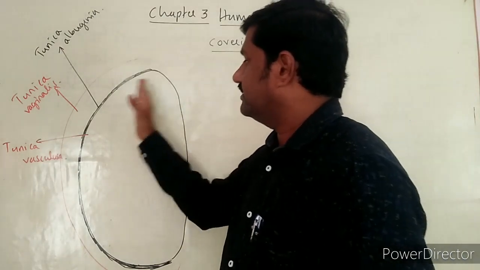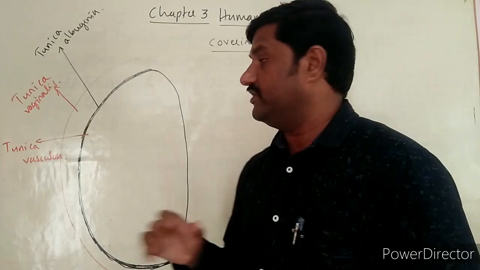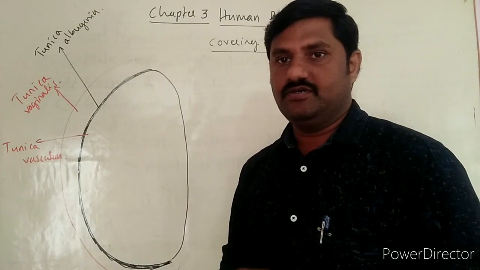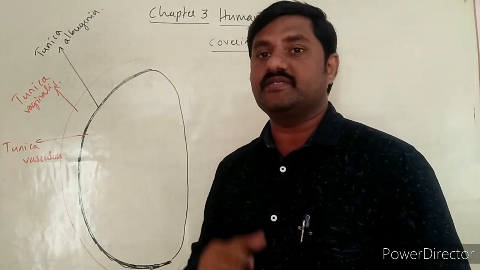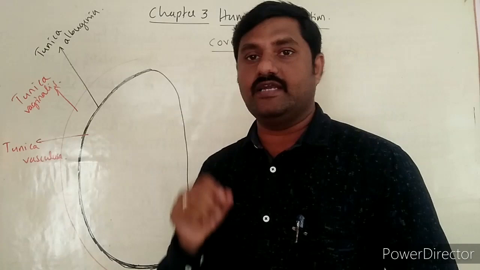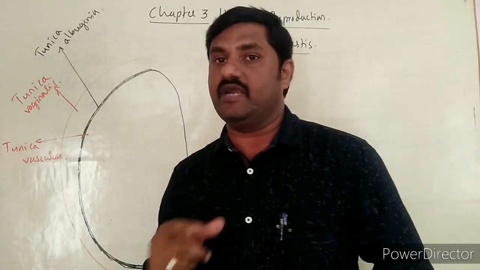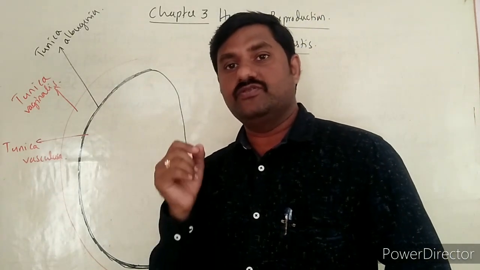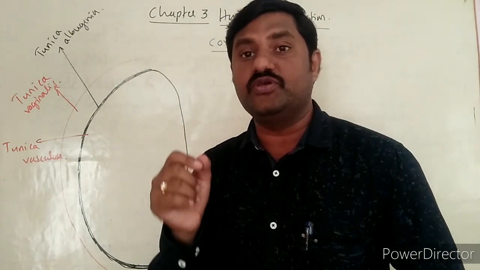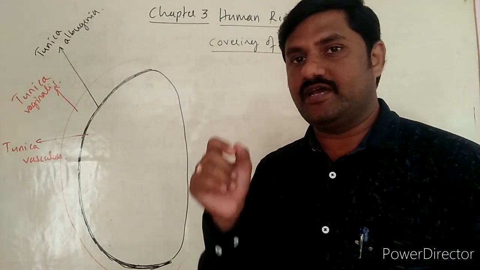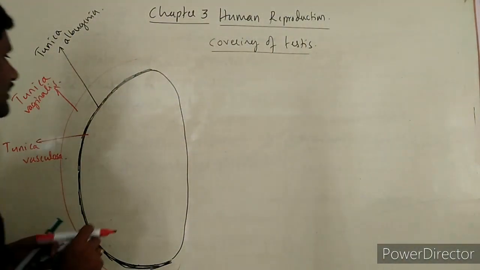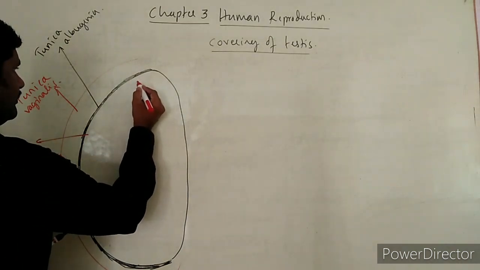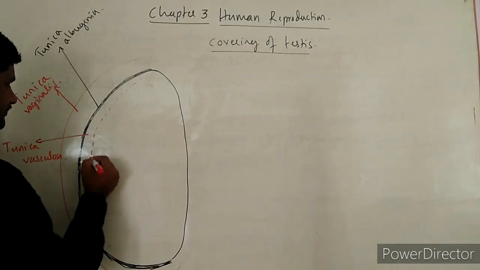Whenever you take a section of this testis, you come across various compartments inside it, about 250 compartments in each testis, and those are named testicular lobules. Let us draw that now. Those are testicular lobules. I am going to draw them here.